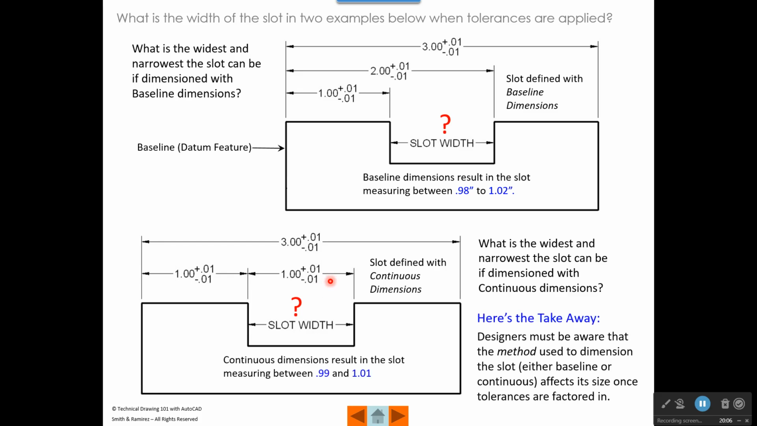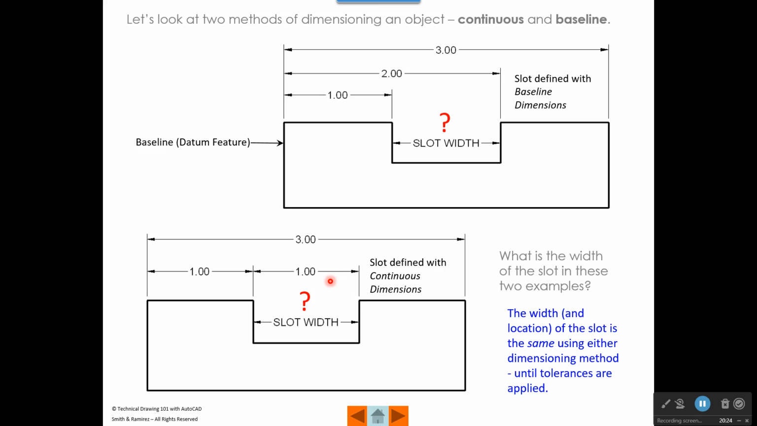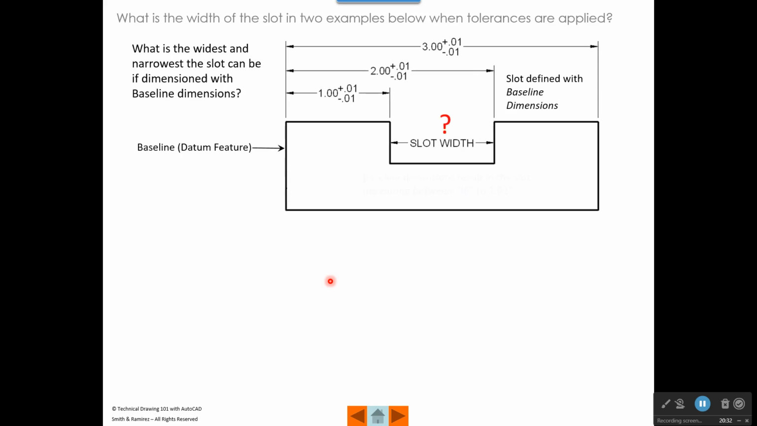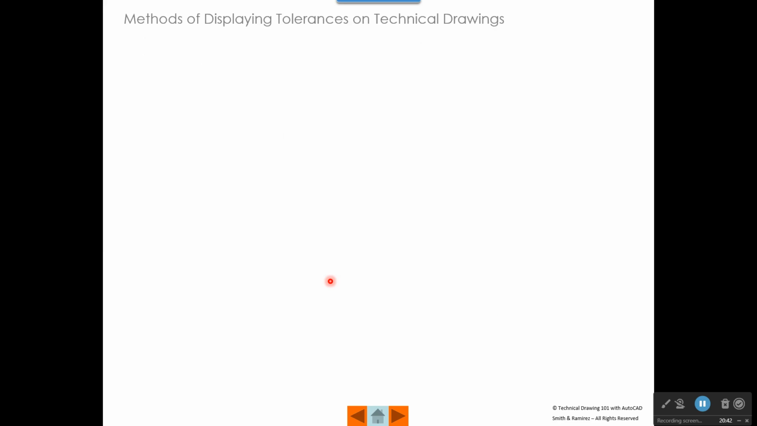Here's the takeaway. Designers must be aware that the method used to dimension the slot, either baseline or continuous, affects its size once tolerances are factored in. So we go backward. When you don't have tolerances, the width of the slot is the same regardless of how you dimension the part. But once you add tolerances, it's not the same. So you have to be aware of that whenever you're dimensioning a part or designing a part.